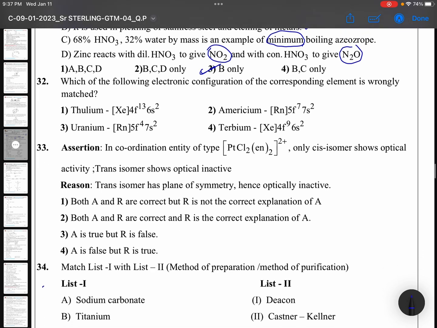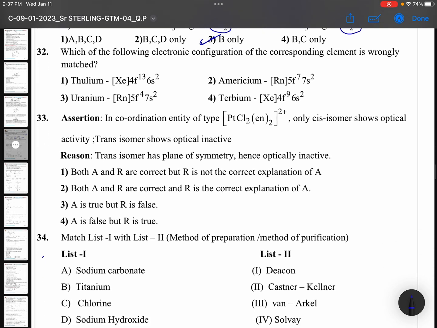Which of the following electronic configuration of the corresponding element is wrongly matched? Uranium is wrongly matched. It is 5f3 6d1 7s2.